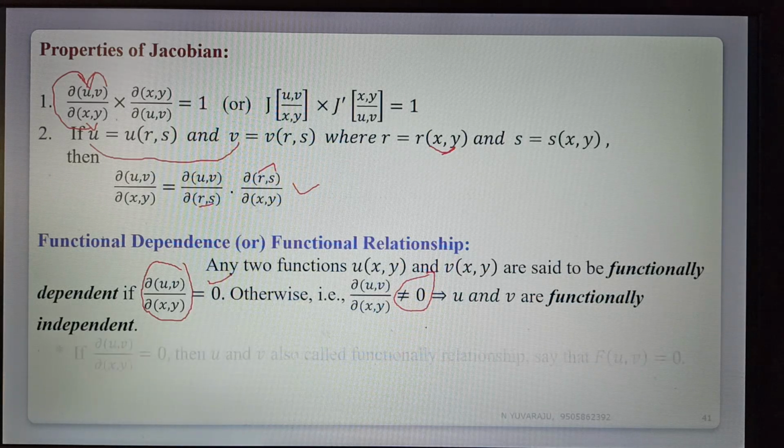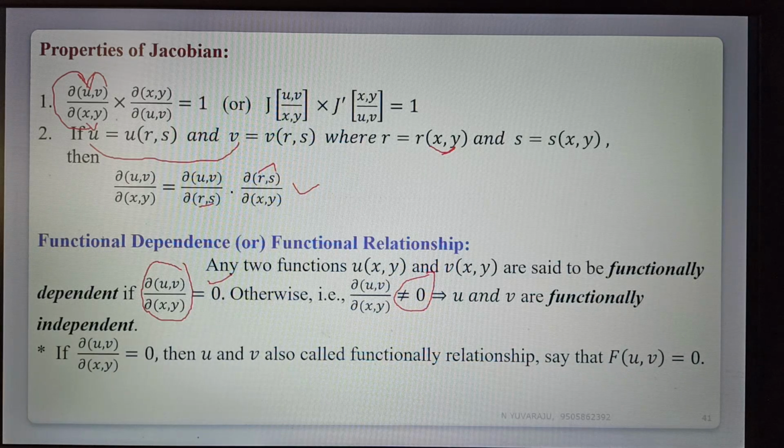Similarly, if the Jacobian ∂(u,v)/∂(x,y) is equal to 0, then u and v are also called functionally related. Functional dependence or functional relationship: when the Jacobian is 0, we have to find the new relation between u and v. The u and v have a functional dependence here.